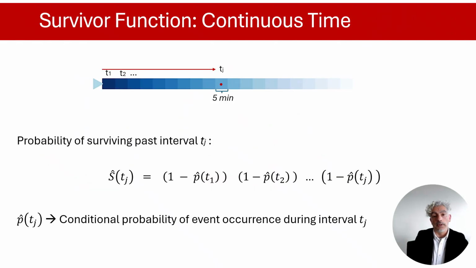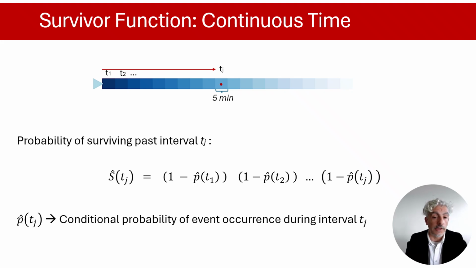So that example showed how we can calculate the survival function when we are considering discrete time. But when we consider continuous time, we use the same logic. Once we break continuous time into small intervals rather than instants, we can then use the same logic to calculate the survival function. So here the survival function at time interval tj, where tj represents a specific time interval j, is the probability of surviving past this interval tj.